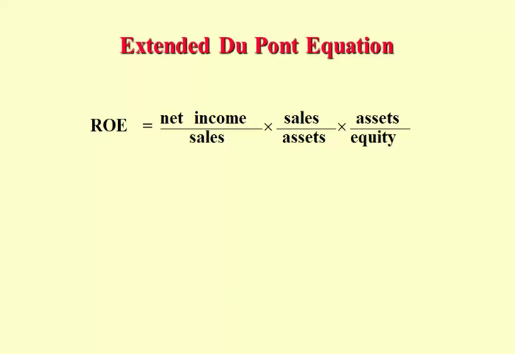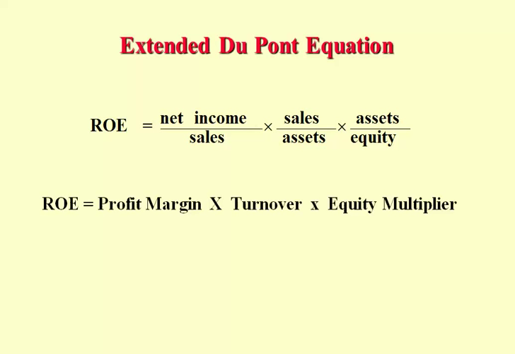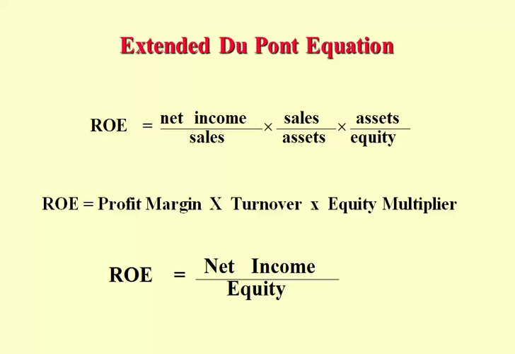Here's our extended DuPont equation. Our return on equity equals our net income divided by sales, which was our profit margin, times our sales divided by assets, which was our asset turnover, times our assets divided by equity, which is our equity multiplier. Our sales will cancel out, as well as our assets, leaving us with net income divided by equity, which is our return on equity.